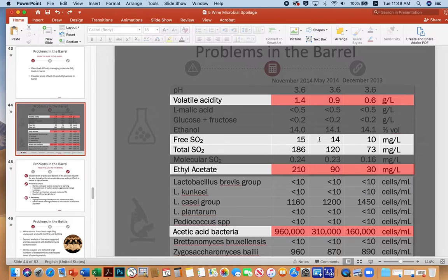And this shouldn't surprise you then. In this particular case, in the barrel, there are massive increases in acetic acid bacteria. These are microbes that definitely need a bit of oxygen in order to proliferate, and so that tells you that there are obviously some issues, particularly properly managing the headspace in your barrels.